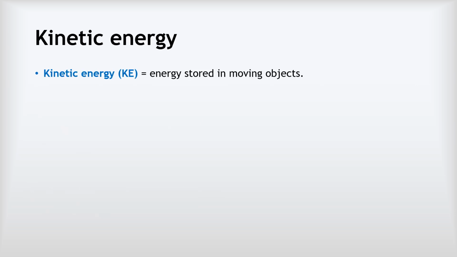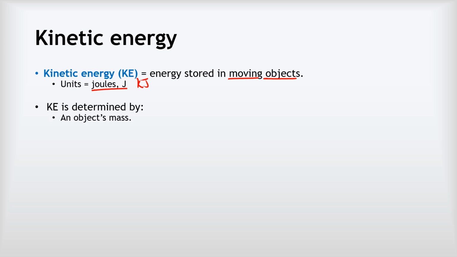Now, kinetic energy is the energy stored in moving objects, and because it's a store of energy, it has the units of joules, and sometimes kilojoules as well, depending on exactly how the units are presented. Now, the kinetic energy of an object is determined by two things. Thing number one is its mass, and thing number two is its speed. So increasing both the mass and the speed affect the kinetic energy, but not in the same way.